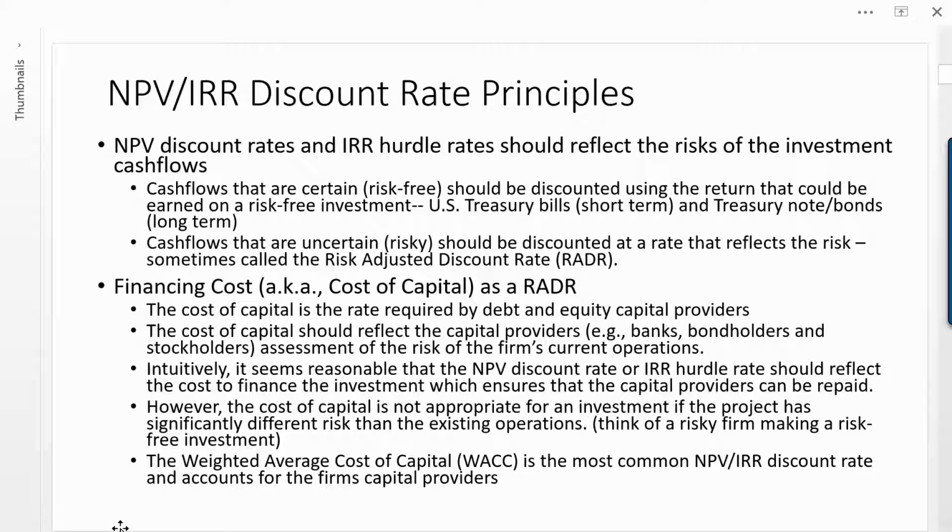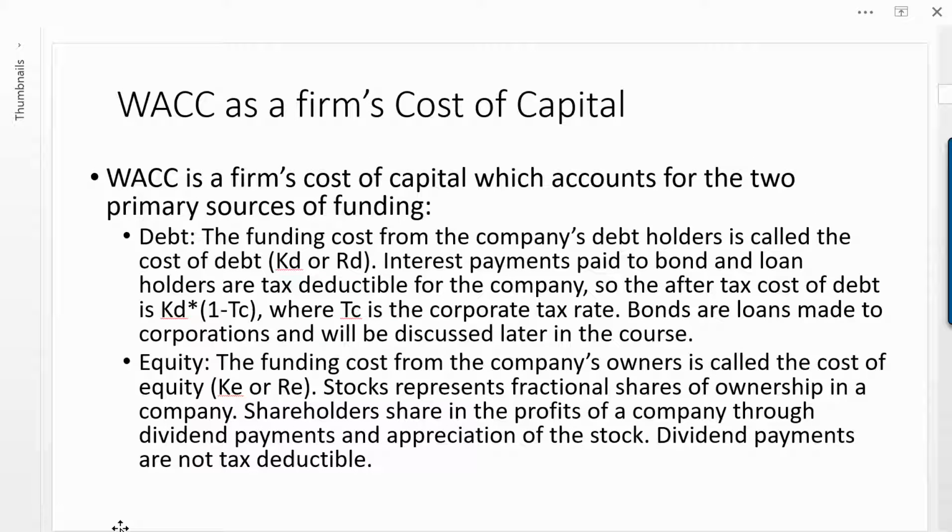Now, the measure of cost of capital that's most popular and most used is called the weighted average cost of capital, and we're going to talk a little more about it. The weighted average cost of capital is a firm's cost of capital. Firms generally have two sources of capital providers: debt holders and equity holders. The funding cost from debt holders we call the cost of debt, represented as KD or RD, for the cost of debt or the return on debt. Interest payments paid to bond and loan holders are tax deductible for the company.